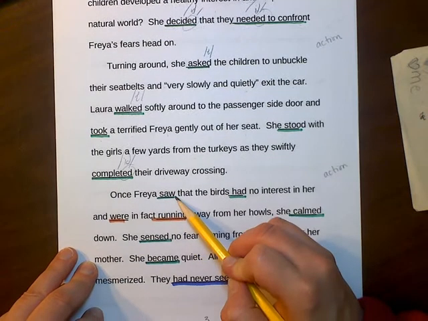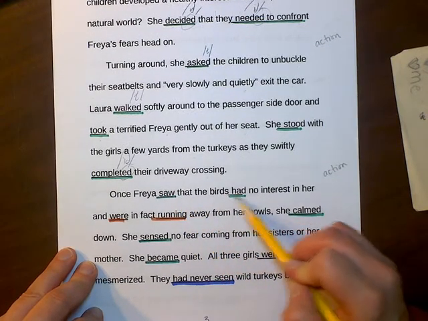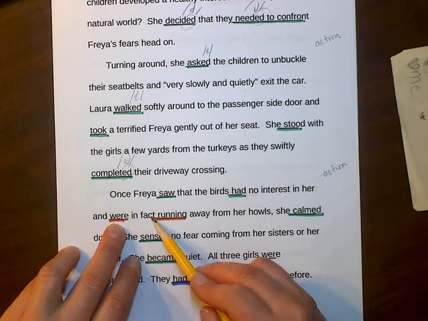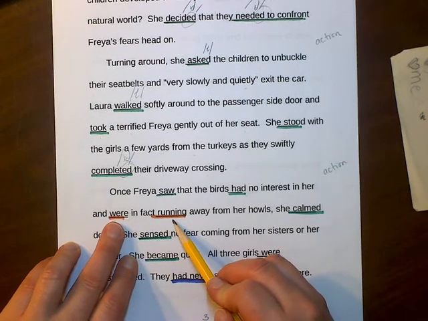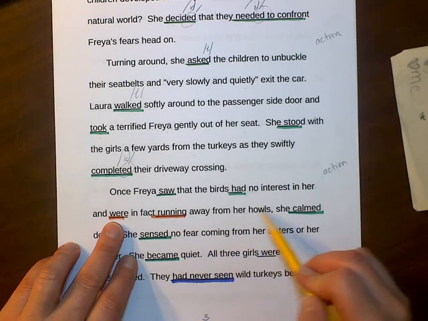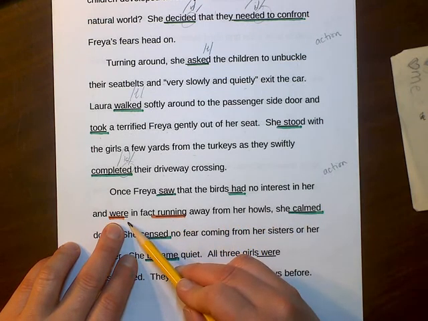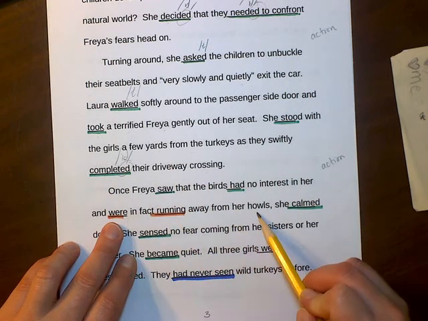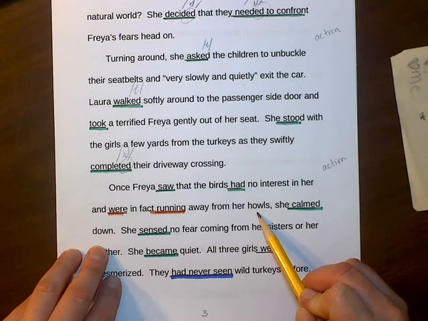Once Freya saw, simple past, the birds had, simple past, no interest in her and were in fact running away from her howls. So they were running. That's something that takes a few minutes. It's a process. They were running away from her howls, which is another word for screams.